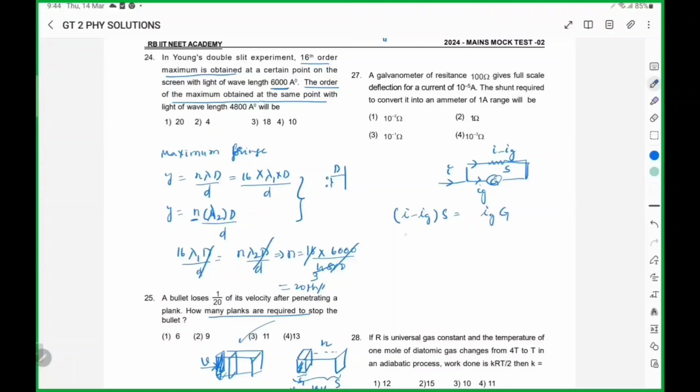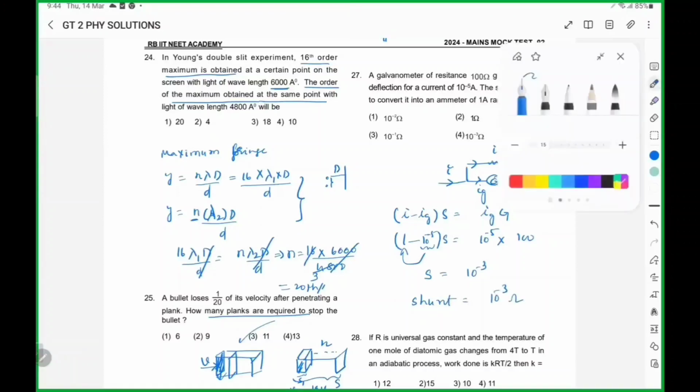So the total current is the 1 ampere range. So here Ig will be 10 power minus 5 into S, where G will be 100. 10 power minus 5 is very small when compared with 1. You can remove it and straight away write the answer. So the shunt which has to be connected in parallel is this.